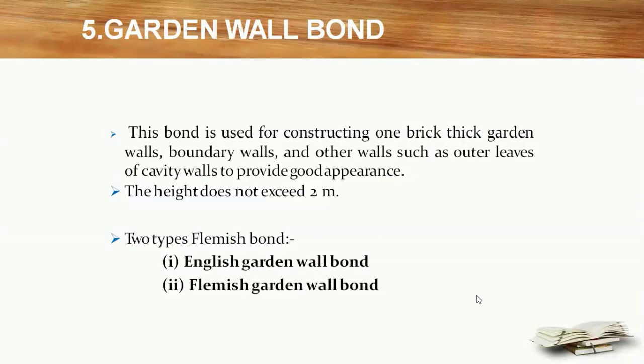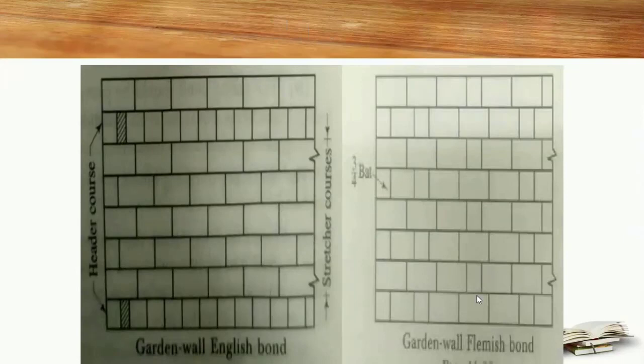Then next is the garden wall bond. Basically this type of bond is used for the construction of a compound wall, which is usually 1 brick thick. The garden wall bond can be English or Flemish type. So it is divided into two types, English garden wall bond and Flemish garden wall bond. This is the figure of the English bond of garden wall.